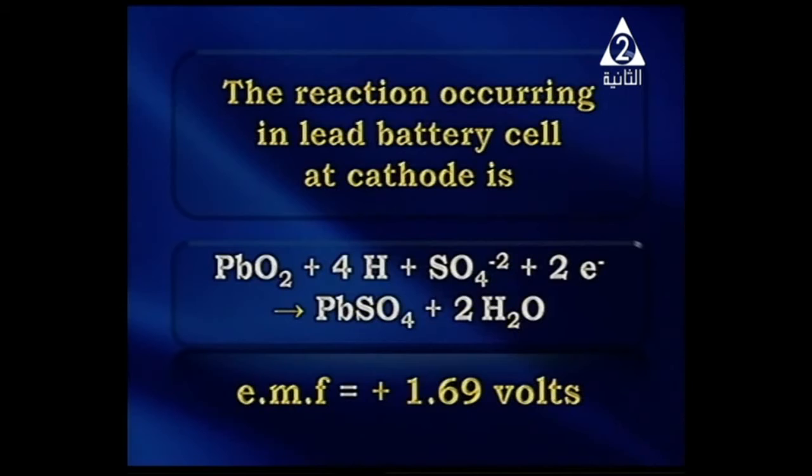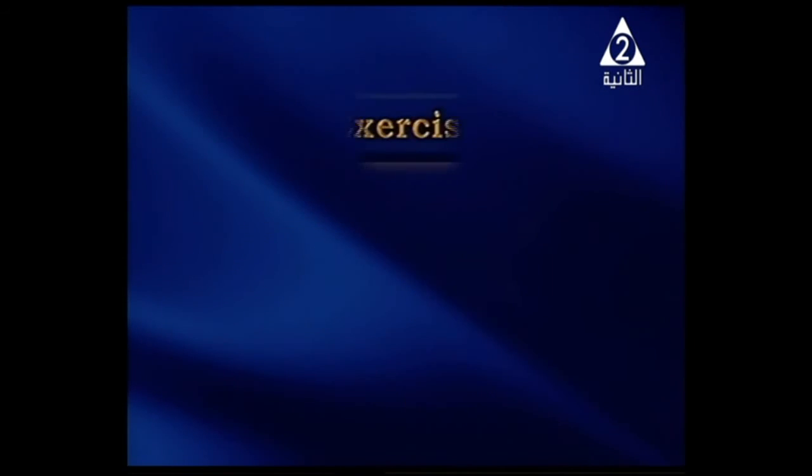And here we have 1.69 volts plus another one. So the total is 2 volts for one sheet. And if I have 6 sheets, we have 6 times 2, equal 12 volts for the whole car battery.